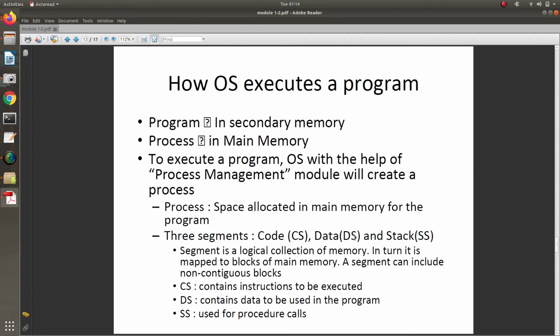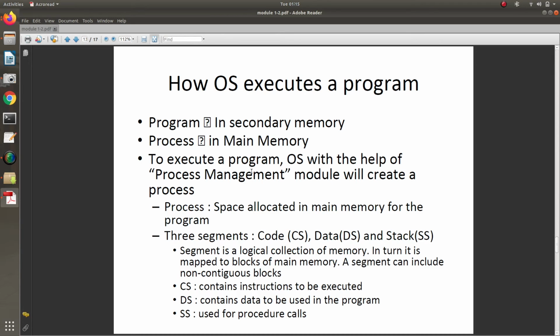Now moving on, we need to understand the difference between a program and a process. A program is basically a set of lines of code that is present in the secondary memory. To be executed, it has to be brought into the main memory, right? When the program or the code is brought into the main memory and starts executing, that is called a process. When it is in the main memory, it is called a process. When it is in the secondary memory, it is called a program.